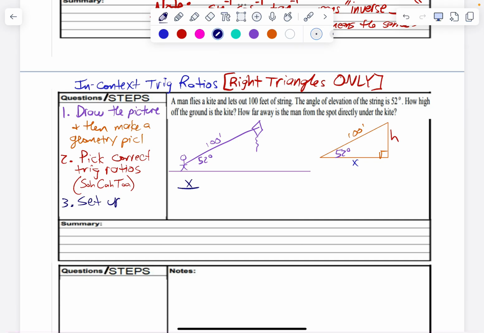Yep. Set up, plug in, and solve. So that's kind of like capturing lots of steps. So x is cosine. So cosine of 52 equals x over 100. So 100 cosine 52 equals x. And so x is cosine of 52. That's like 70 feet or so.